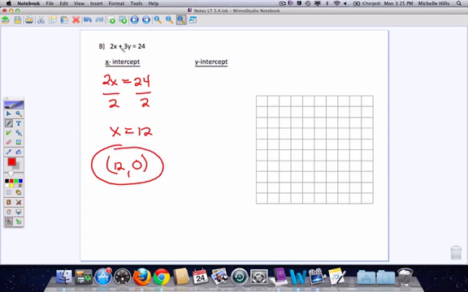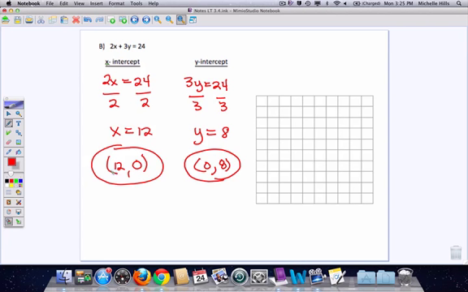My second equation, positive because of the plus in front of it, 3y equals 24. Now, when I divide both sides by 3, I'm going to get y equals positive 8. So I put 0 in for x, and I found that y was 8. So my y-intercept, 0, 8.